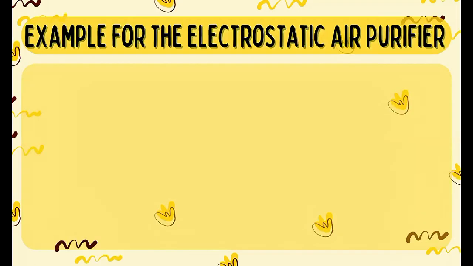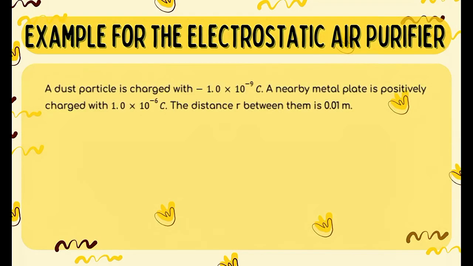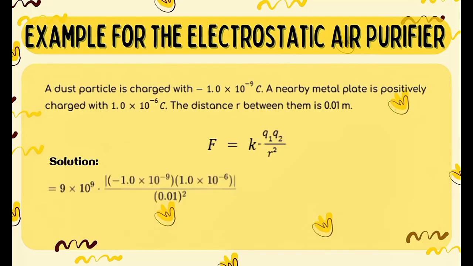So let us look at a quick example. A dust particle is charged with negative 1.0 times 10 raised to the power of negative 9 coulomb, and the metal plate has a charge of 1.0 times 10 raised to the power of negative 6 coulomb. The distance between them is 0.01 meters. Using the Coulomb's law formula, we will substitute the values. After we substitute the values, we will get the answer 0.09 Newton.